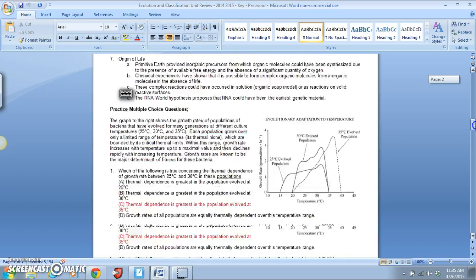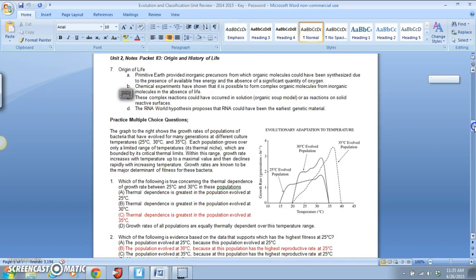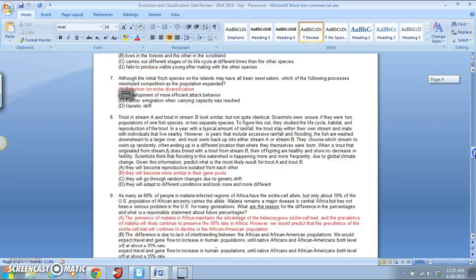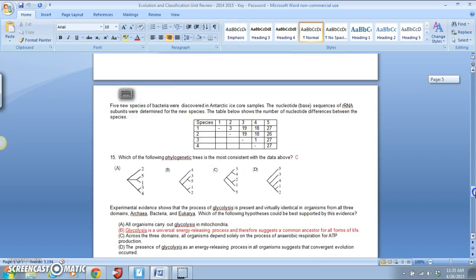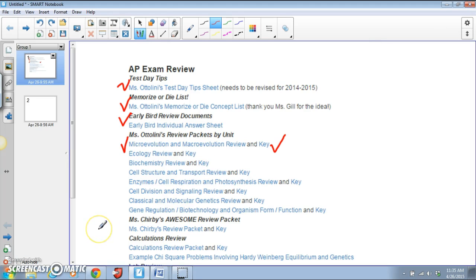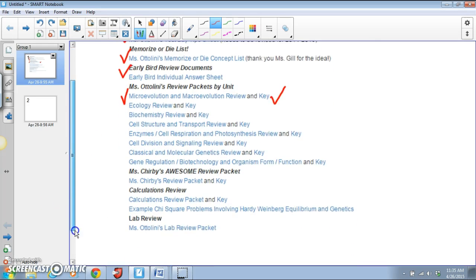So this is the key for the evolution one, and if you scroll down, you'll notice that all of the practice multiple choice questions have the answers highlighted in red. If there were short answer or long response questions, I would have provided you with a scoring rubric. Okay, so we are going to continue down the list.